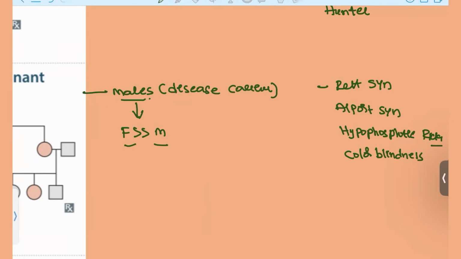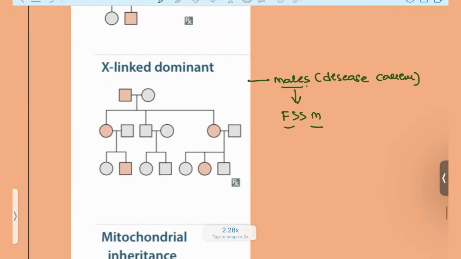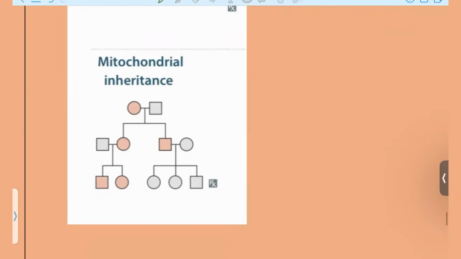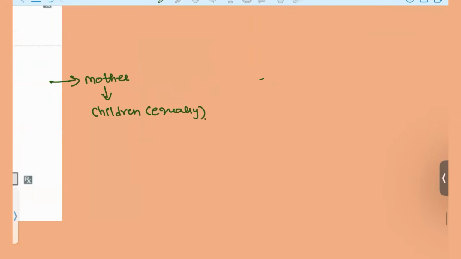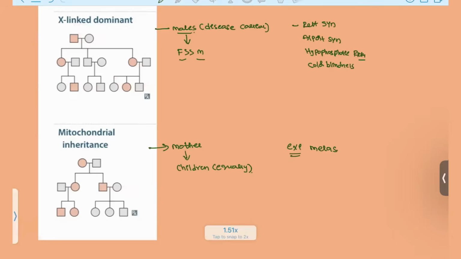All these are going to be seen in the X-linked dominant. Next, mitochondrial. Mitochondrial is going to be only from the mother to children. It is going to be carried to the children equally. Both are involved equally. Examples, MELAS syndrome. All these are going to be the mitochondrial inheritance.